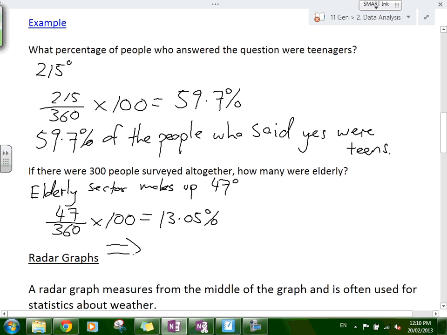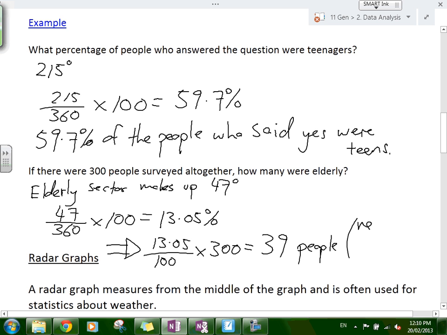So it continues on here, and we say 13.05% over 100 multiplied by 300, and that's going to equal, this 100 cancels out, so 3, so it's, let's say 39 people, to the nearest whole number. Okay, so 39 people out of the 300 surveyed were elderly.